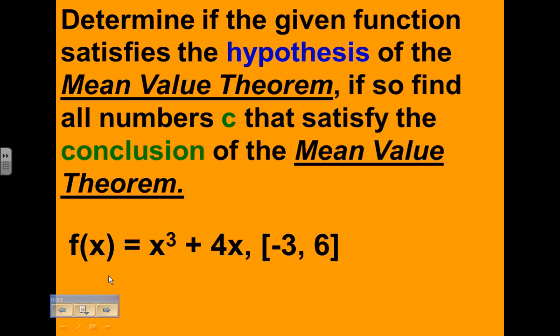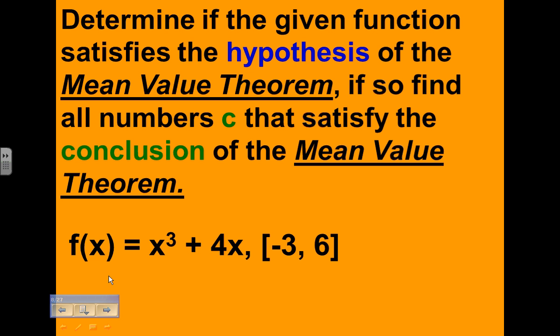The mean value theorem states, is the function continuous? Is this function continuous from -3 to 6? Yes, but why? One big word. What kind of function is this? It's a cubic function, but it's also a polynomial. A polynomial is continuous for everything all the time. That's good. So f of x is a polynomial. That means it's continuous and differentiable.